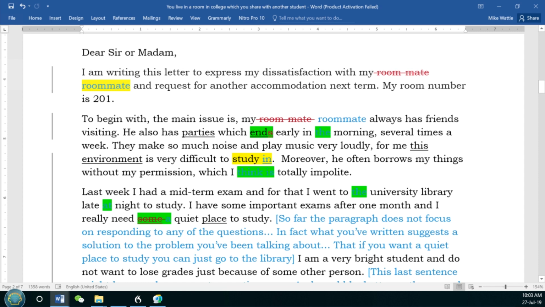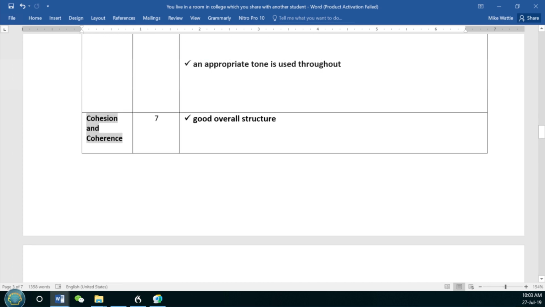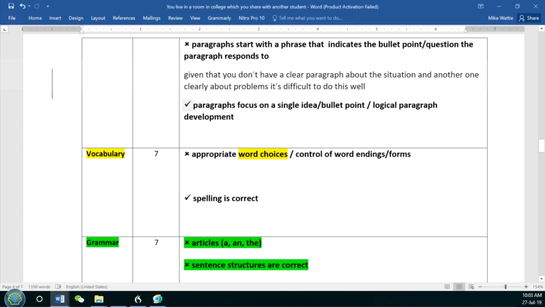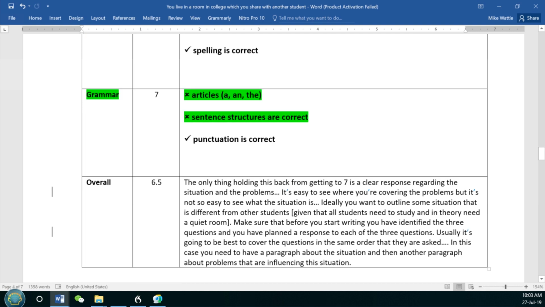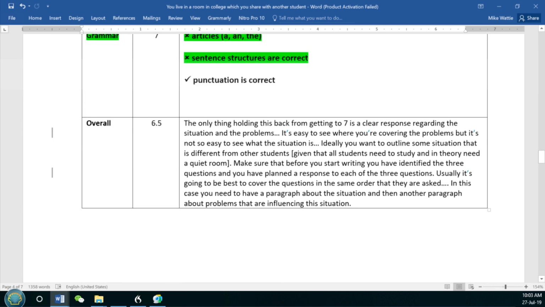There's just too many errors. Note the density of them too. You see a whole lot of errors all in a row like this. Not great. 7. And so we've got 6 for task achievement, 7 for cohesion and coherence, 7 for vocabulary, 7 for grammar. That would come out to be 6.75, rounded down and not up. So 6.5. May seem unfair that it gets rounded down. That's the reality. You just have to accept it and deal with that.